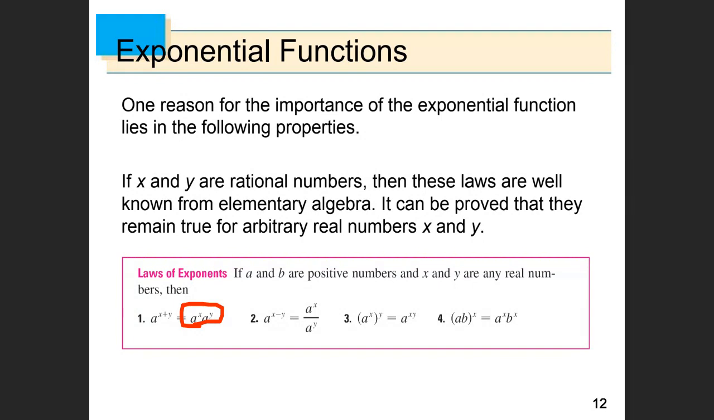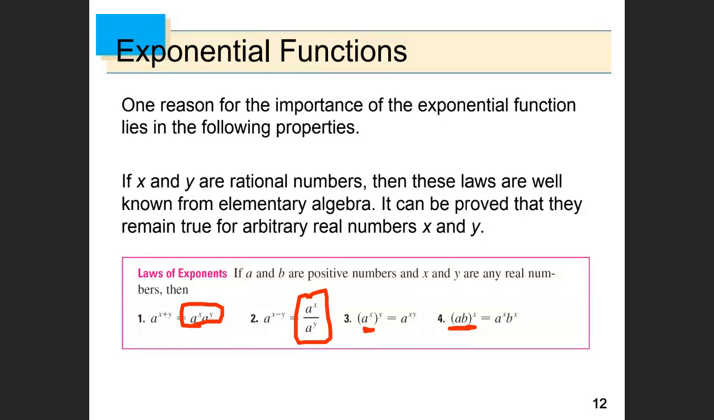If you divide two exponents with the same base, you just subtract the powers. And then this one, if you have an exponent raised to some power y, you just need to multiply those powers, xy. Then this one is more of a distribution law. So if you have a times b, all raised to the power x, you can distribute that power of x to be a to the x times b to the x.